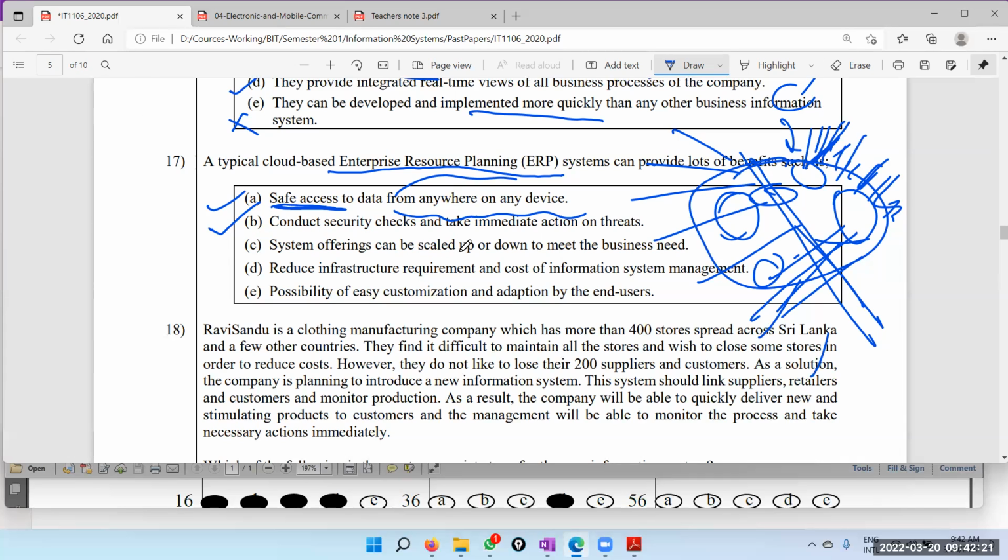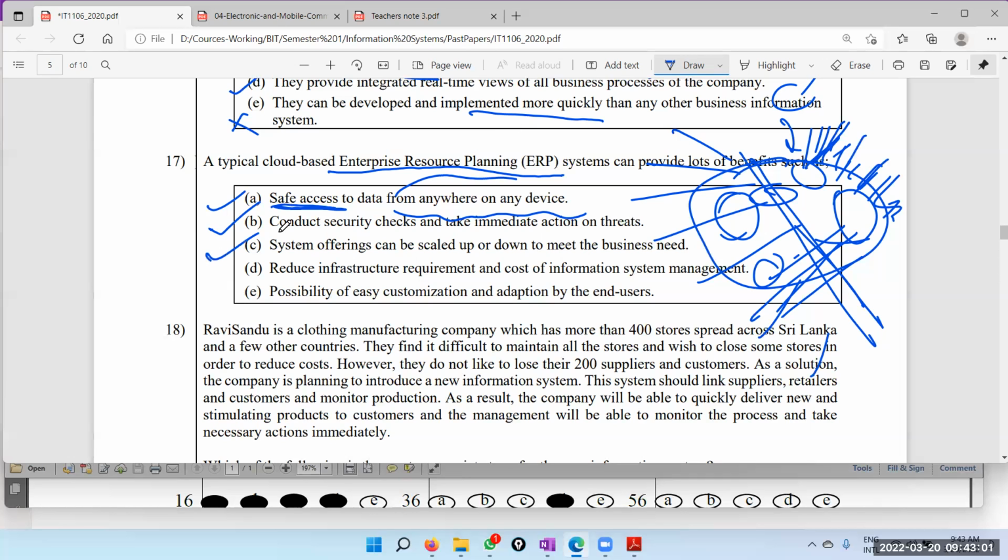System offerings can be scaled up or down to meet business needs. That is one of the biggest advantages of cloud-based systems. They can increase the disk space, processing power, bandwidth, depending on your requirements, right? If it is done by yourself, you have to take out one server and set up another server, and so many headaches. But here, that is one of the biggest advantages of cloud computing, right? Platform as a service, software as a service. We can scale up and scale down depending on our requirement.